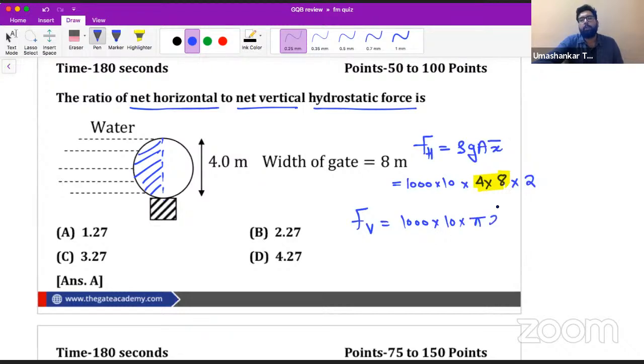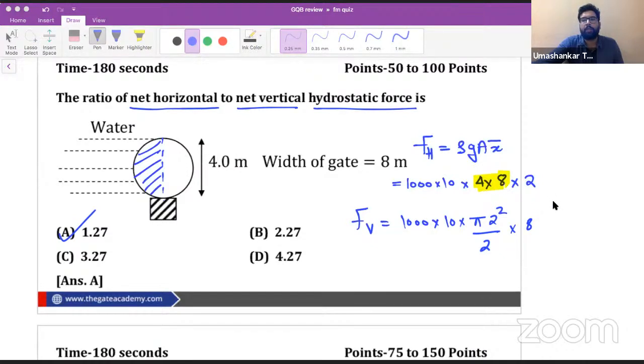Now we can use pi r squared by 2 because we know that the area of a semicircle is this. To find the weight, we have to have the volume. We find the volume by multiplying area with the width. So this is your vertical force. Now, if you take the ratio, I am hoping we are getting 1.27. So what went wrong in this question?